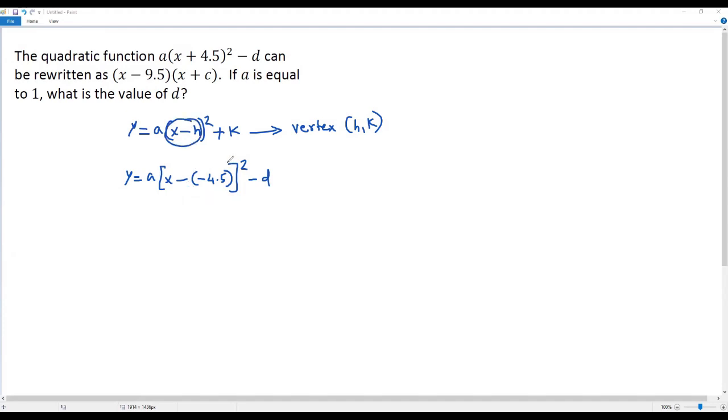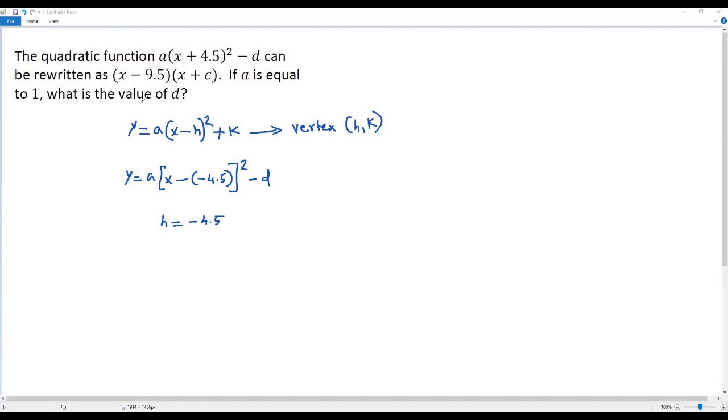When I compare this one and this one, at the place of h, we have negative 4.5. That is h equals negative 4.5. We know that h is the x coordinate of the vertex. Here for the given quadratic function, I got the x coordinate of the vertex, that is negative 4.5.